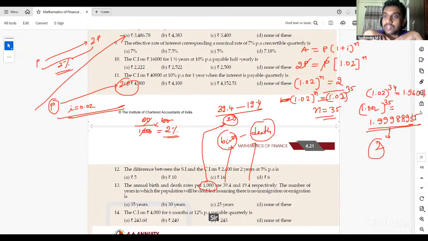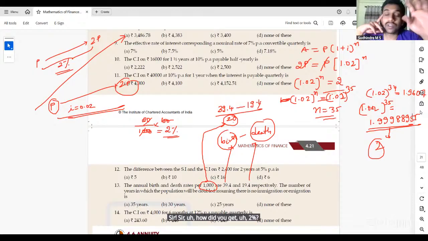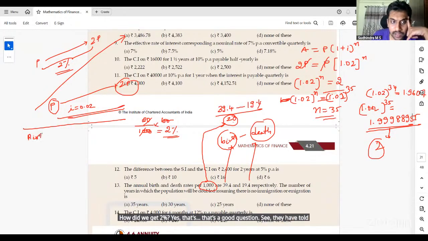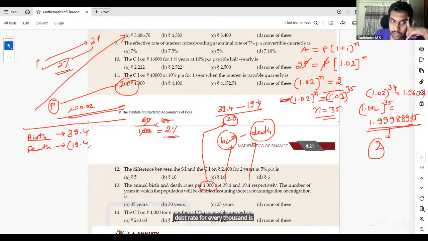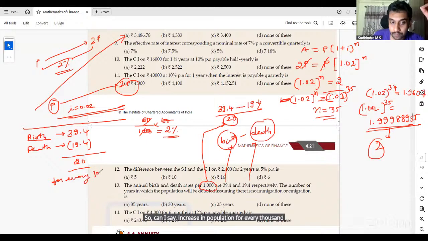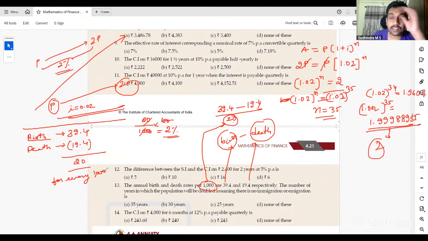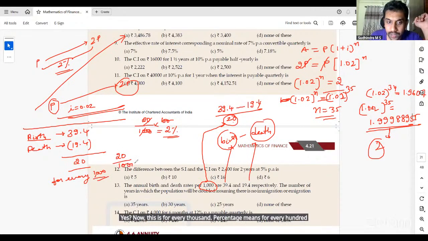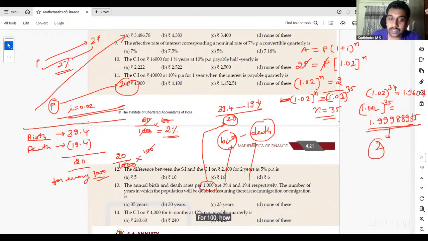Sir, how did you get 2%? How did we get 2%? Yes, that's a good question. See, they have told the birth rate for every 1,000 is 39.4. Death rate for every 1,000 is 19.4. So can I say the increase in population for every 1,000 is 20? Now this is for every 1,000. Percentage means for every 100. So for 1,000 it is 20. For 100, how much? 10 ones are 10, twos are 2. We get 2%.